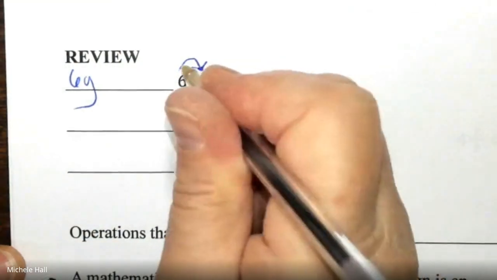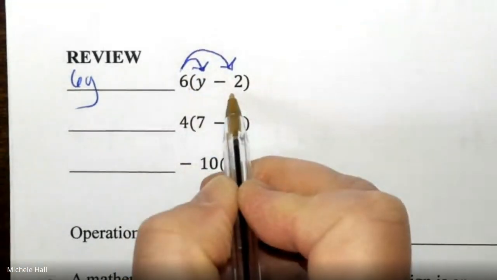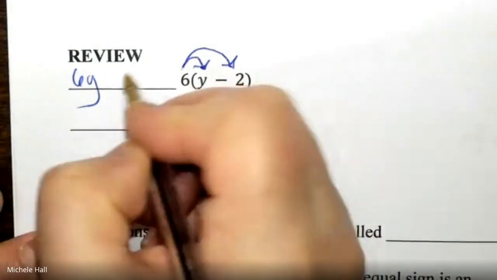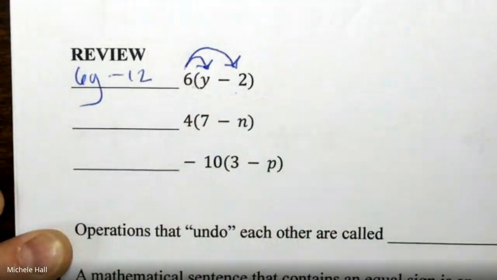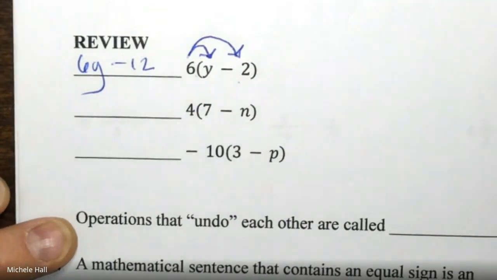Make sure you keep your signs in front of it. That's one thing I'm seeing for everybody on the distributed property. 6 times -2 equals -12. Can I combine 6y and -12? No, because I can't combine letters and numbers.